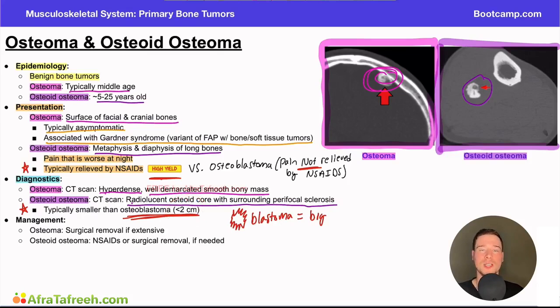Again, they might give you this in a question set. They might talk about the imaging. They might not show it to you, and they'll talk about the size of it, and they'll want you to differentiate the osteoid osteoma versus the osteoblastoma.